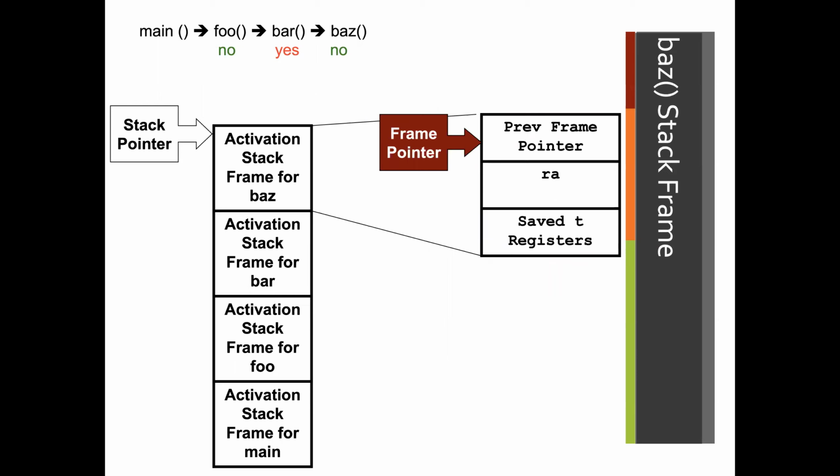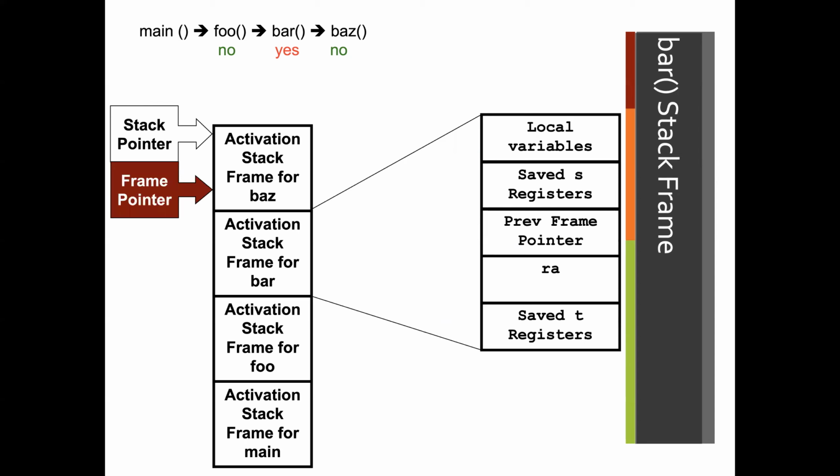And so with consideration to our method baz, we have our frame pointer pointing to our previous frame, and then we have our return address registers as well as our T registers. And so when we consider the stack for bar, we have our T registers, we have our return address registers, we have our previous frame pointer, and we have our S registers. And then at the top of this frame is our local variables.